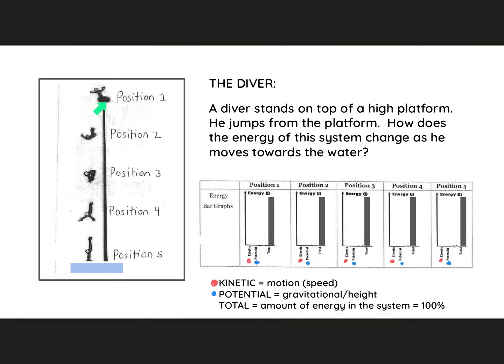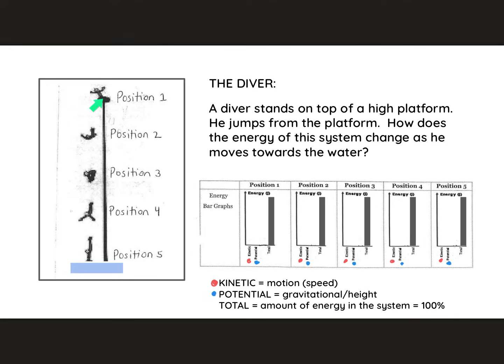Because the diver is standing on the top, high above the ground, gravitational potential energy is involved. And because when the diver jumps, he's moving, then kinetic energy is involved. So we have kinetic energy, gravitational potential energy, and then we have the total amount of energy in the system. The total energy needs to equal 100%. Therefore, in our energy graphs, you can see that each one has a total of 100%.